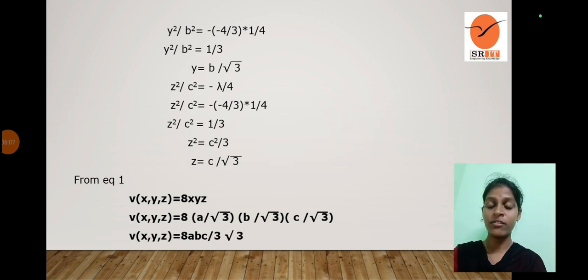From equation 1, V(x, y, z) is equal to 8xyz. So V(x, y, z) is equal to 8 into a by root 3 into b by root 3 into c by root 3, which is 8abc by 3 root 3.